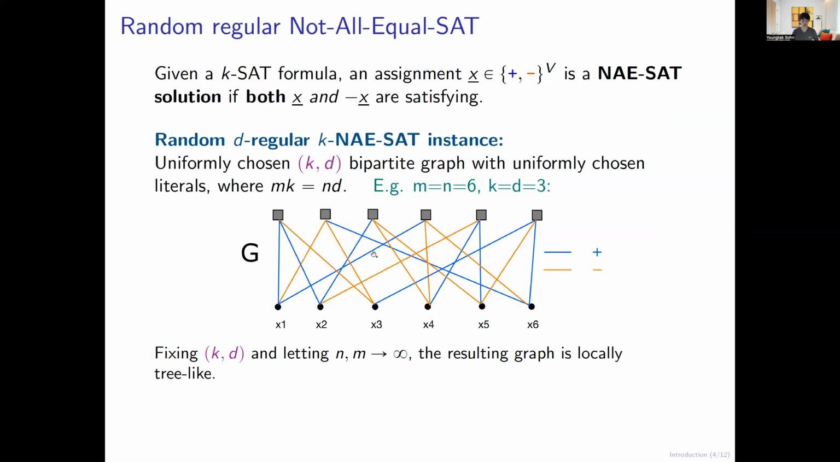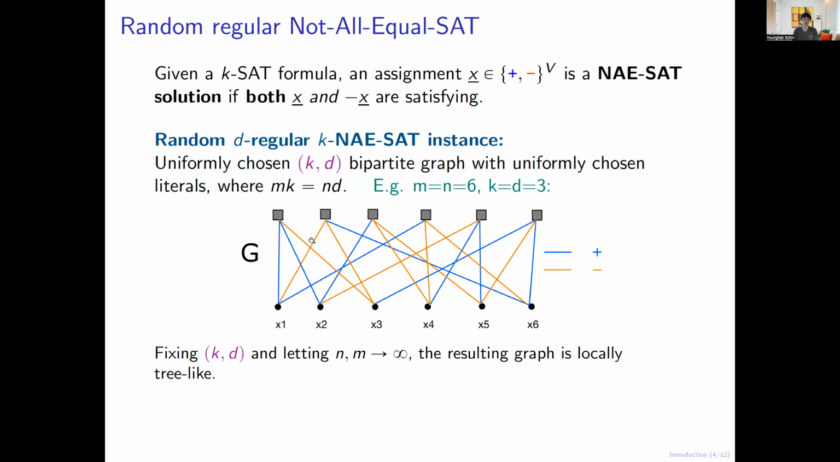Here we take k and d to be fixed, and let n and m go to infinity. Since the degree of each clause, which is k, and each variable, which is d, is fixed, and n and m go to infinity, the resulting graph will be sparse. Namely, it will be locally tree-like, which means that there are few short cycles.